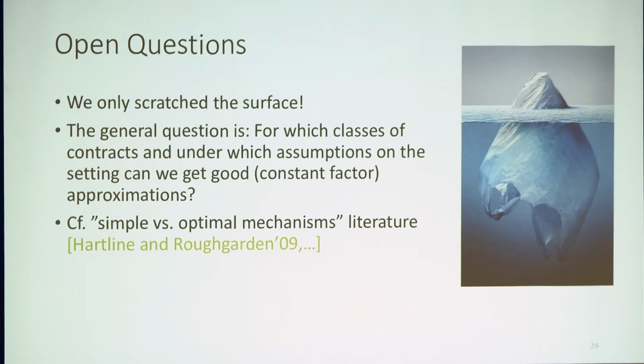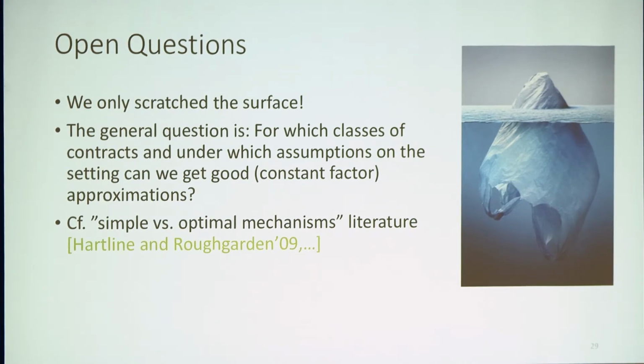So the general question would be: for which classes of contracts and under which assumptions on the setting can we get good, and I would say good is equivalent to constant factor approximation. So you could think about, for example, non-degeneracy assumptions or regularity assumptions that would imply, for example, that linear gives a constant approximation. We had a very strong benchmark here, so the optimal contract.